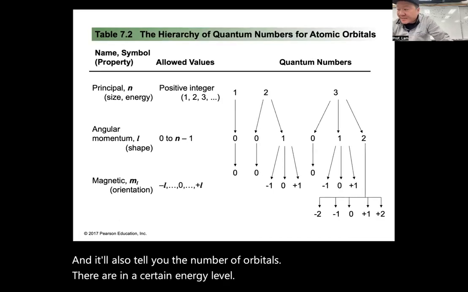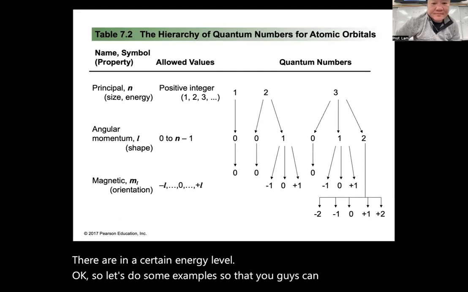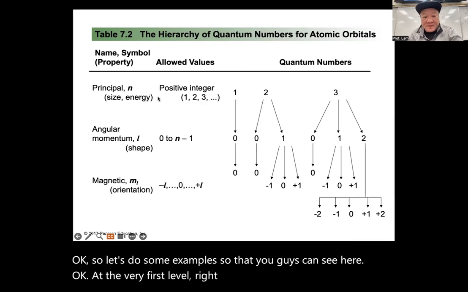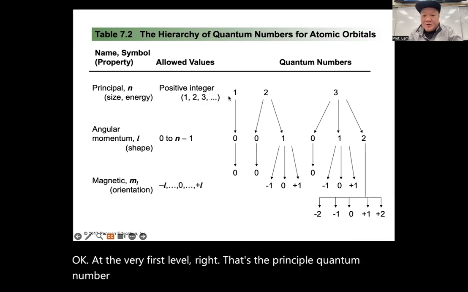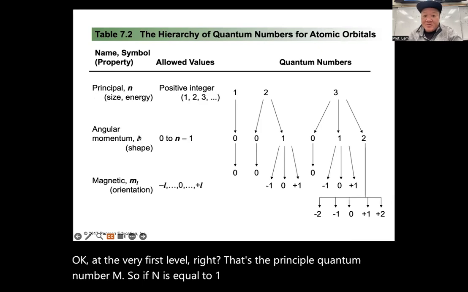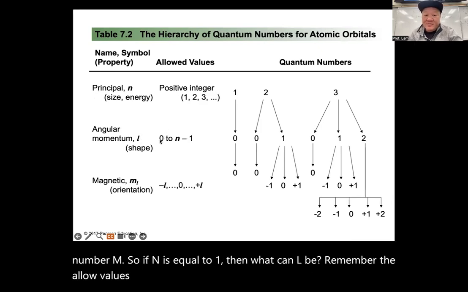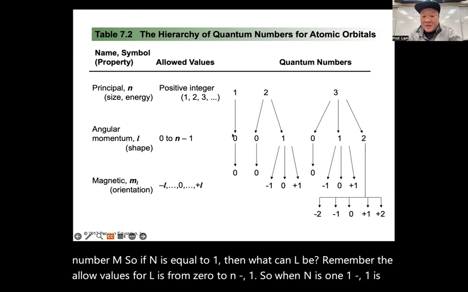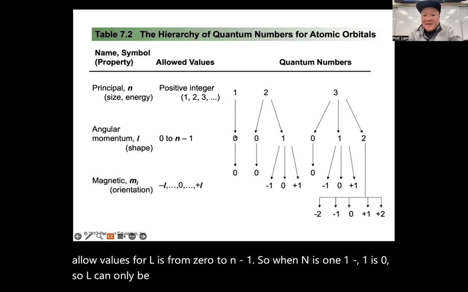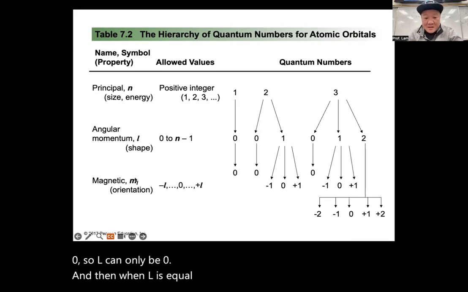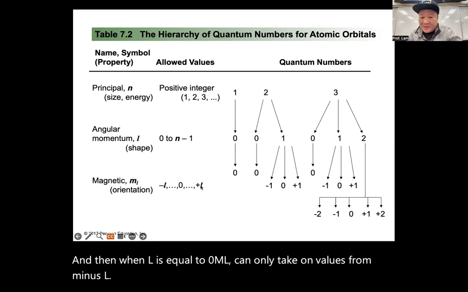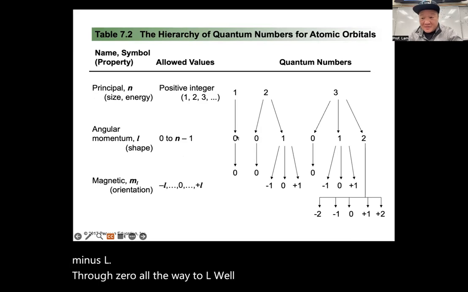Okay, so let's do some examples so that you guys can see. Okay, at the very first level, right? That's the principal quantum number, n. So if n is equal to 1, then what can L be? Remember the allowed values for L are from 0 to n minus 1. So when n is 1, 1 minus 1 is 0. So L can only be 0. And then when L is equal to 0, m sub L can only take on values from minus L through 0 all the way to plus L. Well, if L is equal to 0, then m sub L can only be 0.